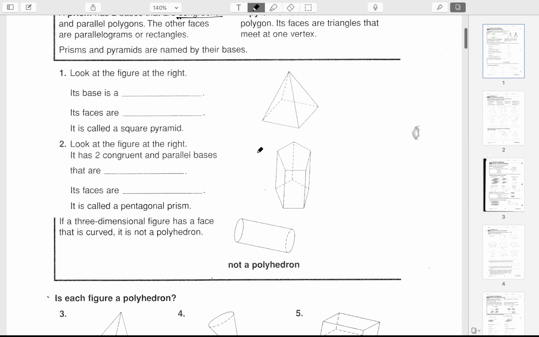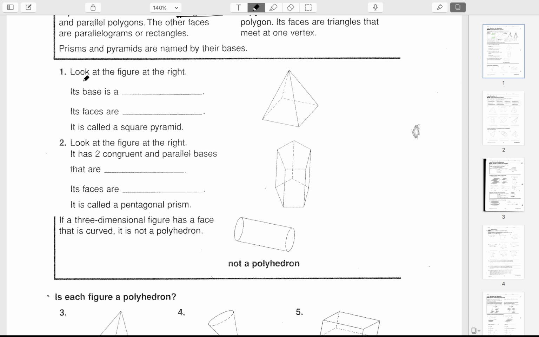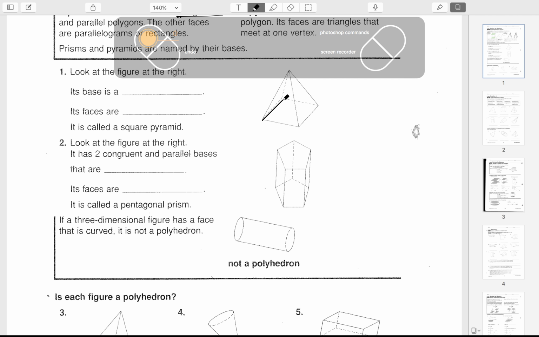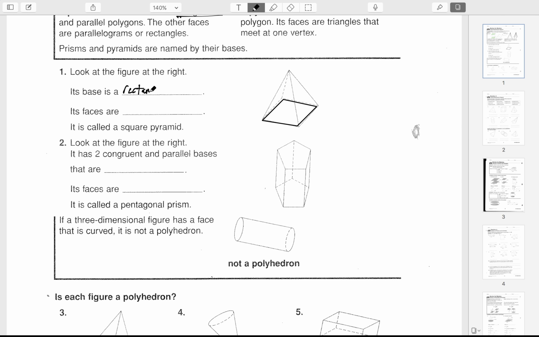Now look at the figure at the right. Its base is a what? So the base is the bottom or top. If you look at the base here, what shape is this? So it is a rectangle. Now it could possibly be a square, but we don't know if these sides are really equal, so it's safer to say it's a rectangle.